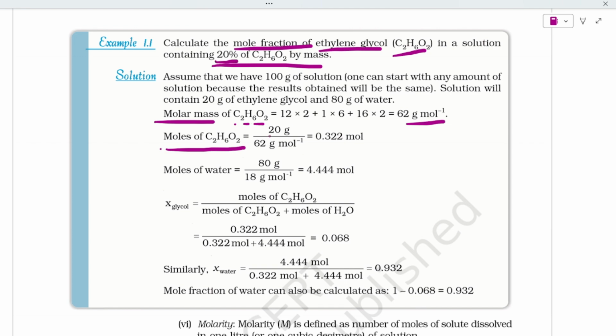Okay, 20 gram divided by molar mass, we got it as 62 gram per mole. Here gram will get cancelled, and if you take mole here, it will become only mole, because per mole will become plus 1.